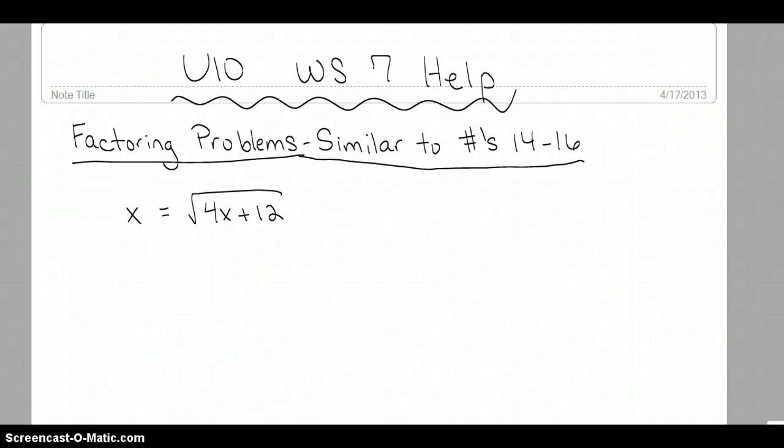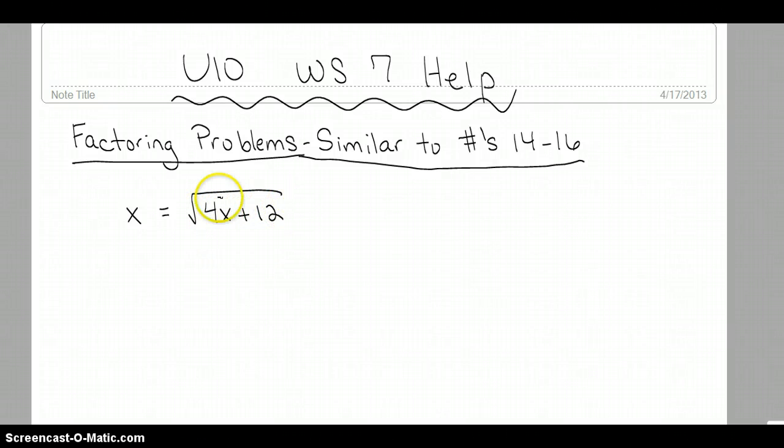Hello class, here's a little extra help for Unit 10 Worksheet 7. It's going to be similar to numbers 14 through 16 on your worksheet. What's going to happen is it's going to end up turning into a factoring problem. Here's my example. x equals the square root of 4x plus 12.